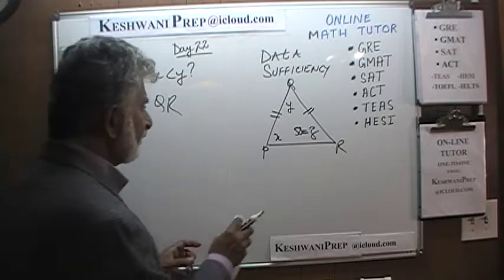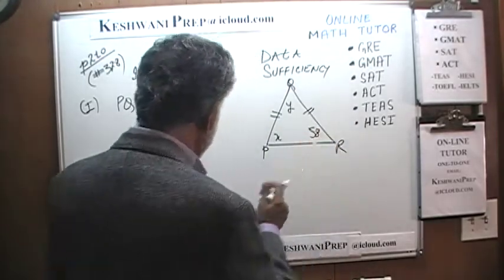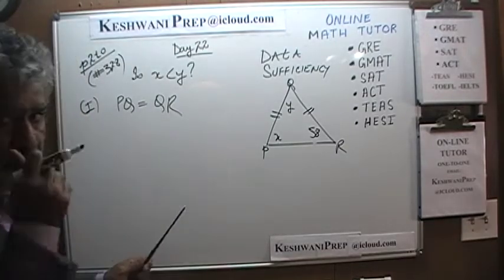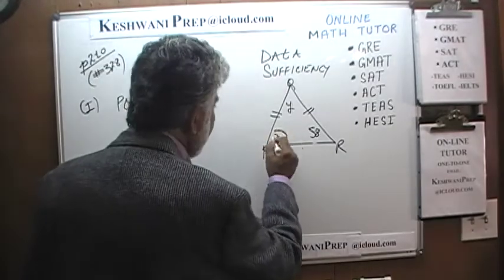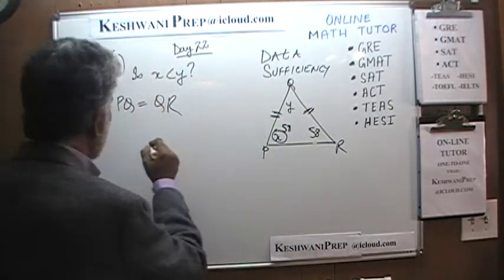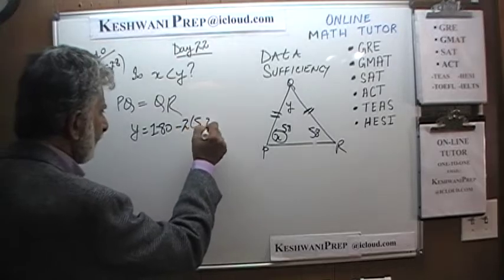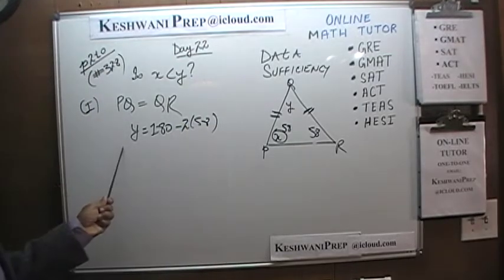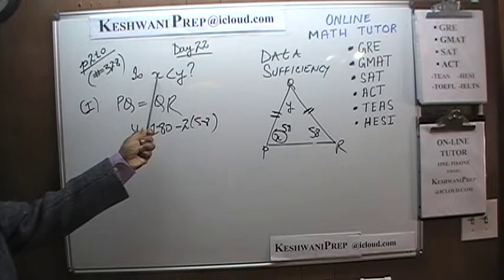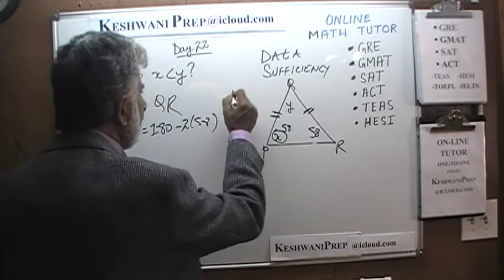If PQ equals QR, then it's an isosceles triangle. If this is 58, then this must be 58 because these two sides are equal. Now we can figure out the y. Y obviously is 180 minus 2 times 58. And once we have the value of y, we can answer this question. Is it less than or more than or equal to? We don't have to do it out. We can answer it. First statement by itself is enough.